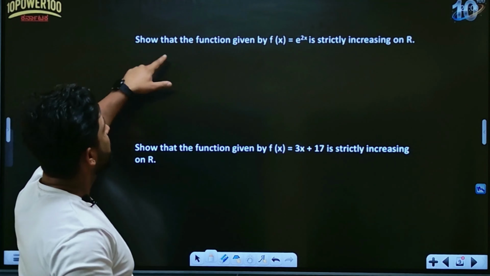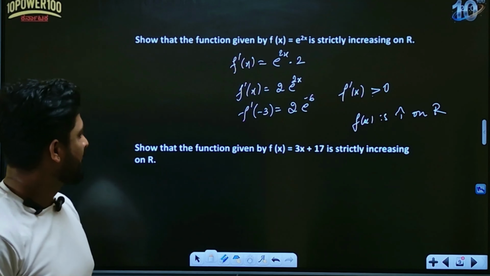So there is no point at which it will be decreasing. F dash of x is always greater than 0. So f of x is increasing on the real numbers. Okay. Next question.